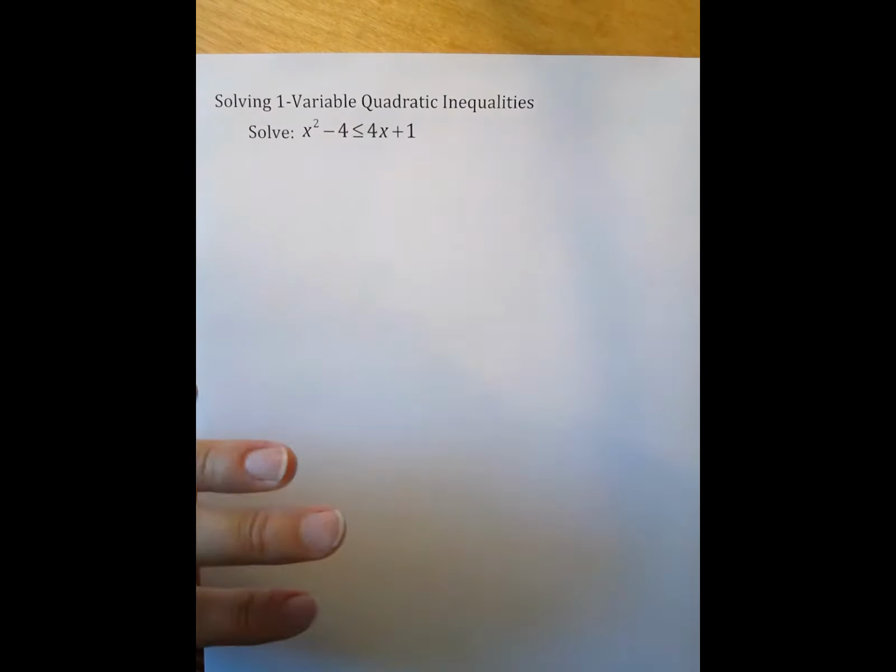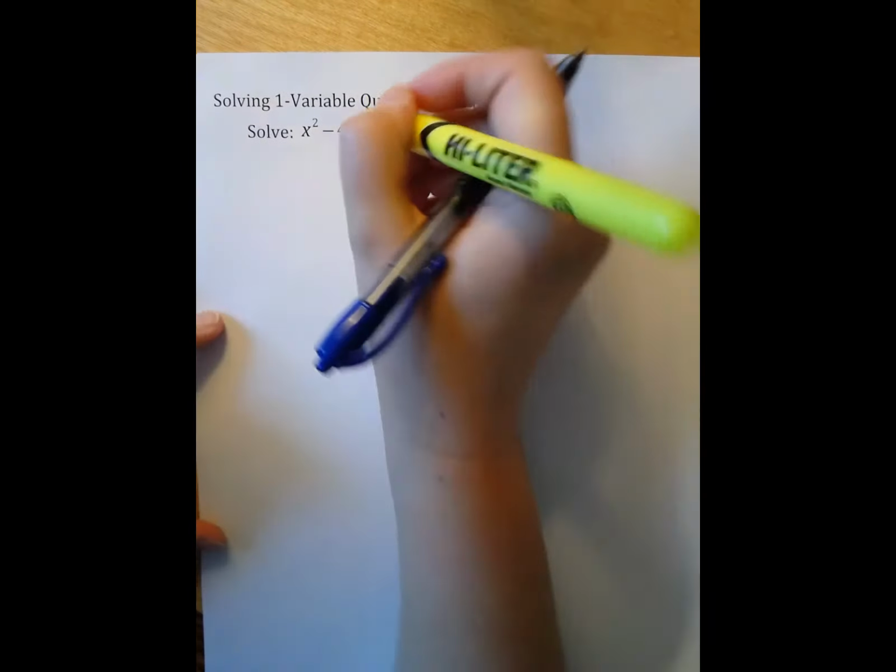These notes are on solving one variable quadratic inequalities. So I'm looking at this problem and it looks very familiar, very similar to solving quadratics. The one catch being that I have this inequality right here. It doesn't say equals 4x plus 1, it says less than or equal to.